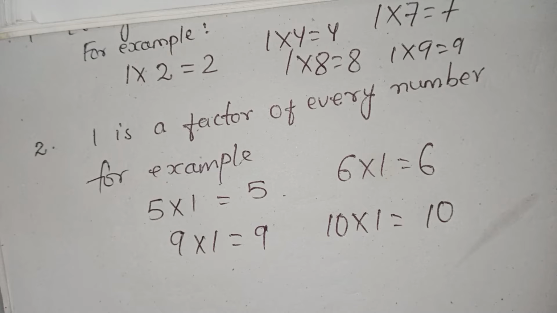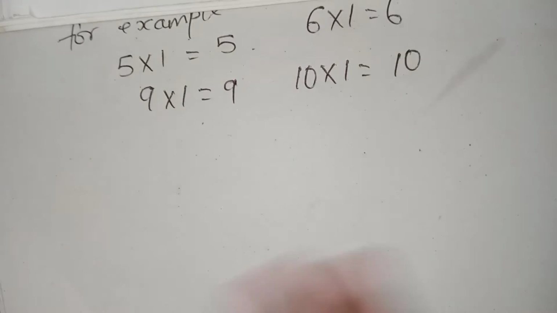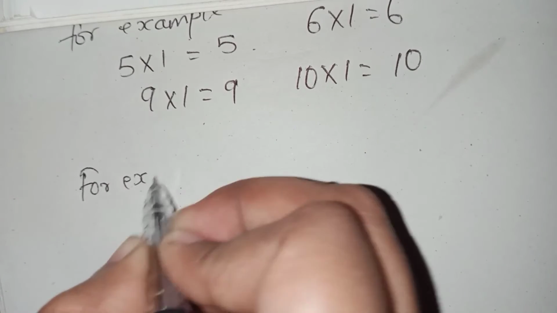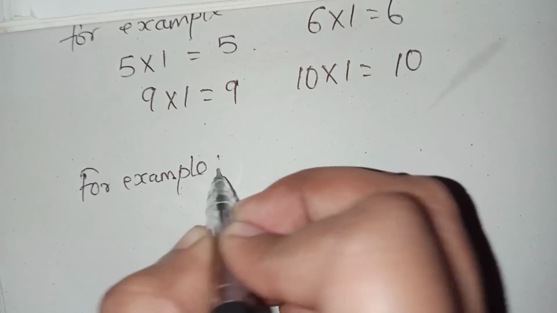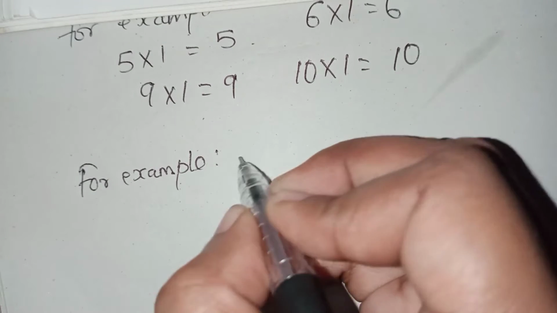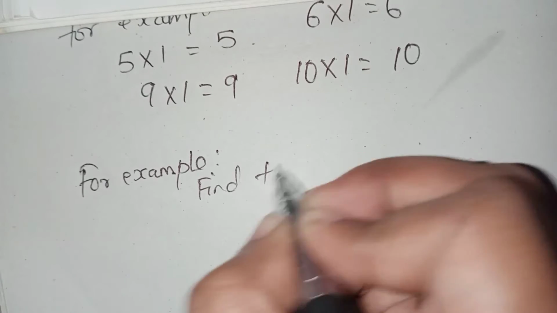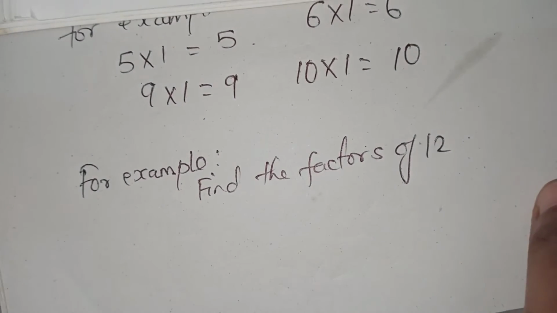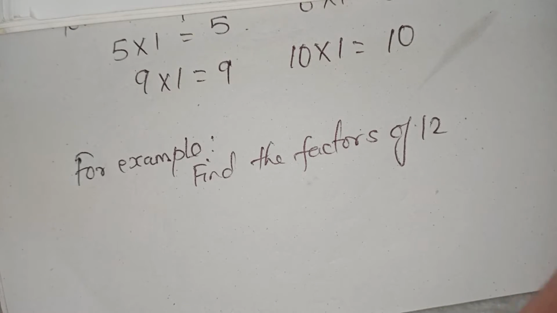Or simply you can keep in your mind that we have to write those tables in which the given number comes in that table. Okay, for example, I will give you one more example. Like I have to write the factors of 12. For example, it is given: find the factors of 12.